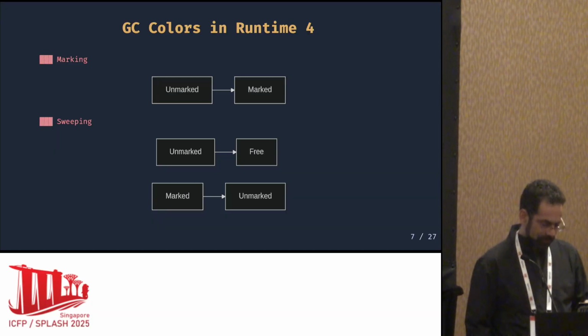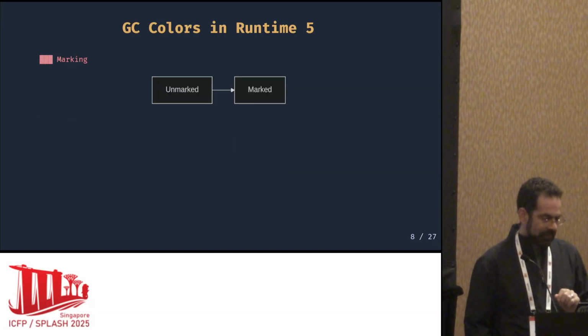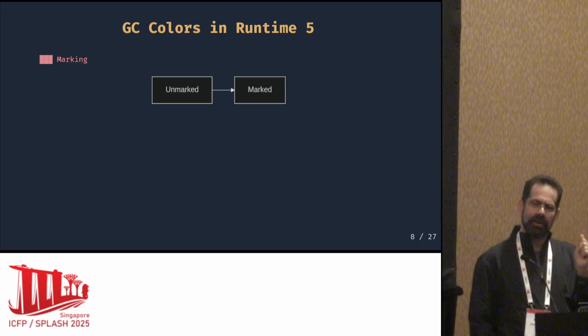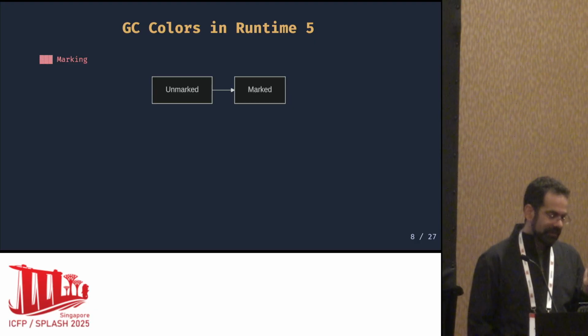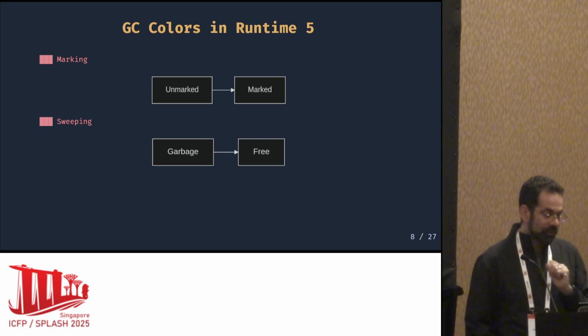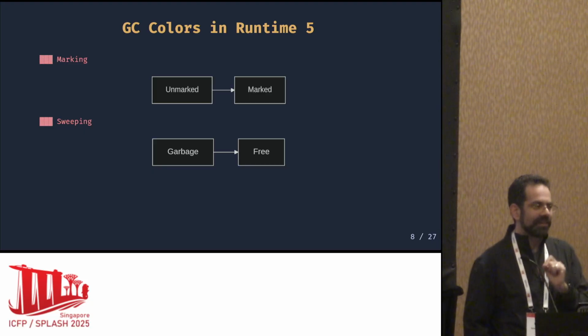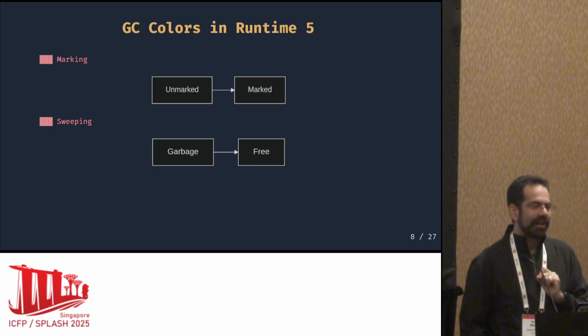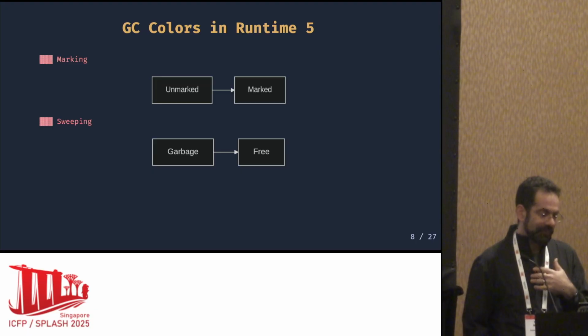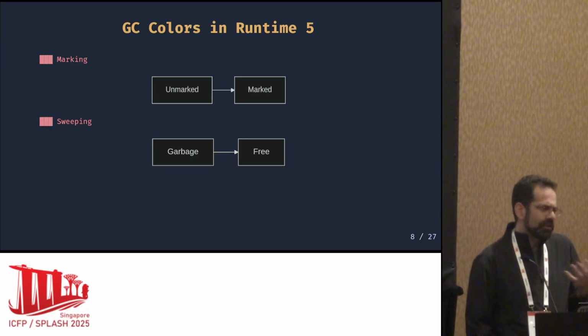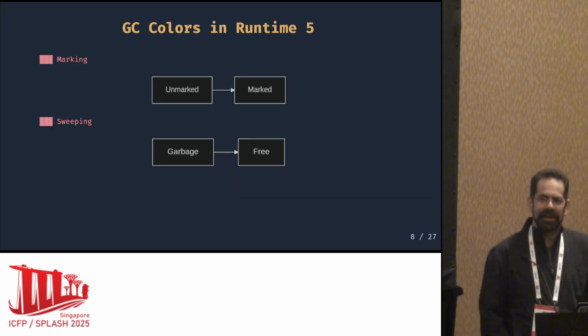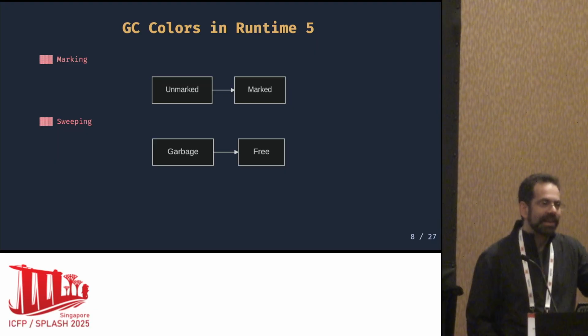Okay? Runtime 5 is different. There's a marking phase, or rather there's marking activity. There's not phases, right? Sometimes you're doing marking, sometimes you're doing sweeping. When you're marking, you're moving unmarked to marked. When you're sweeping, you're moving garbage to free. So there's an extra color, an extra identifier, right? Some things are explicitly marked as garbage. And there's something obviously nice about this, which is that you can tell from looking at these transition diagrams that you can intermix the marking and the sweeping because they're not touching the same colors. So they're not going to interfere with each other.